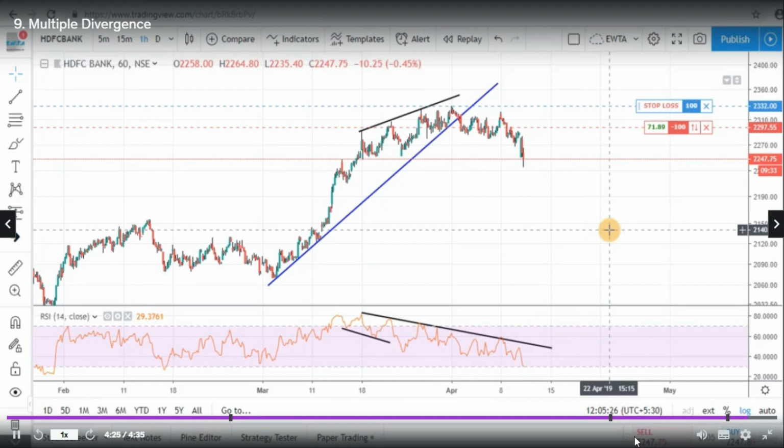So this was the concept of multiple divergence, and now we will take some live examples and see how to trade multiple divergence.